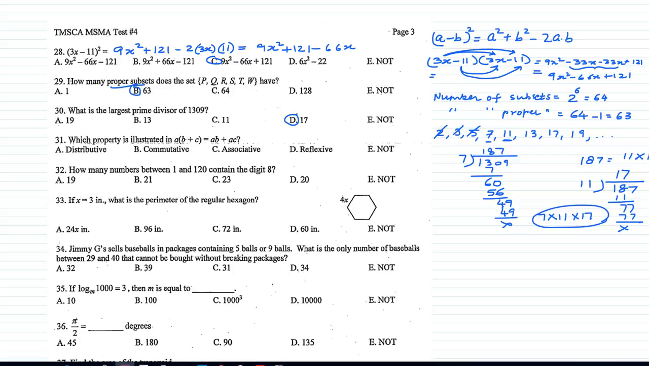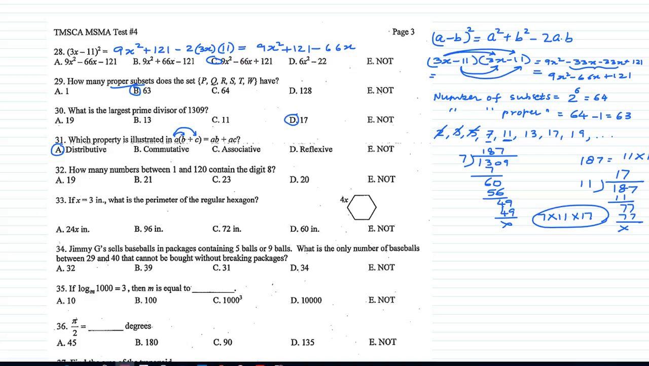Question 31. Which property is illustrated in A times B plus C equal to AB plus AC? So this property is known as distributive property, where A is in a way distributed to what is inside the parenthesis. So A is distributed to B and also distributed to C. And that's why we get AB plus AC. So this is called the distributive property.